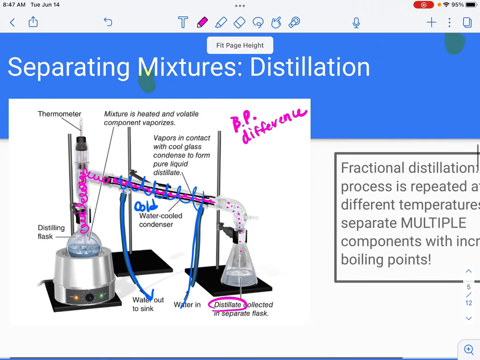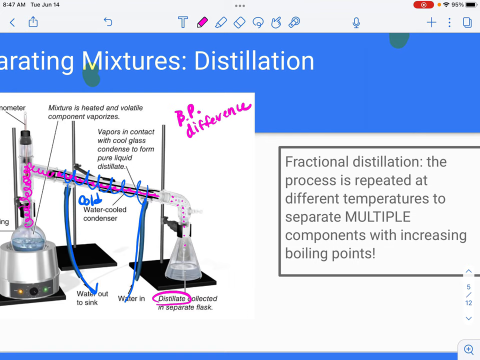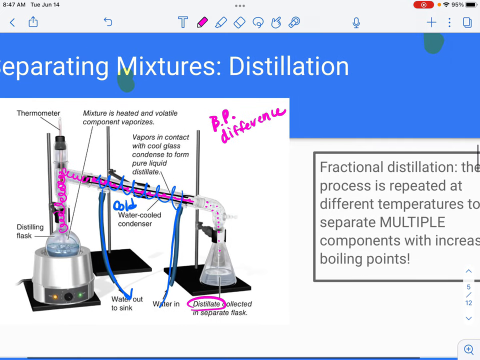And then finally, fractional distillation is just a process. Maybe we have 5 or 6 components with boiling points that are all different. We do this once at the temperature that's the boiling point of the lowest boiling point substance. And we do that until we're pretty much sure that all of that has been collected. And then we raise the temperature to the boiling point of the next substance and do it again until we're pretty much sure that all of that has been collected. And then we raise the temperature to the boiling point of the next substance, etc.